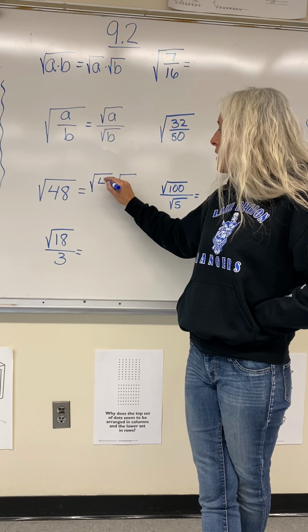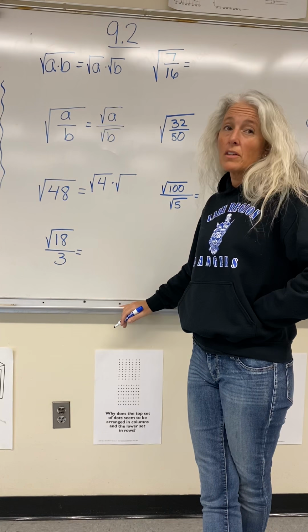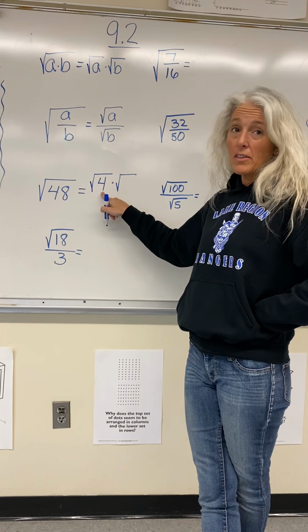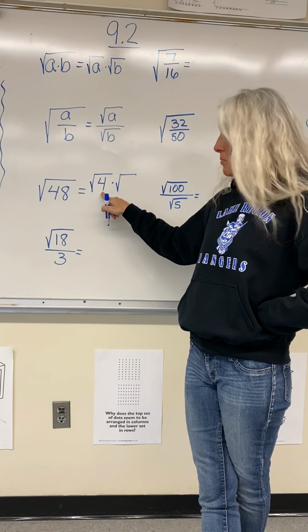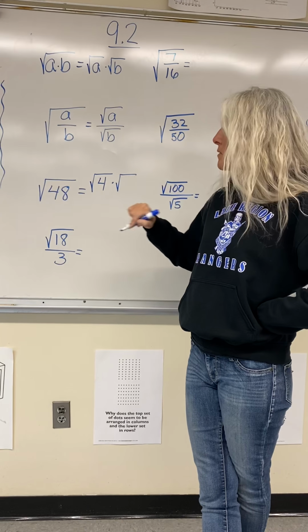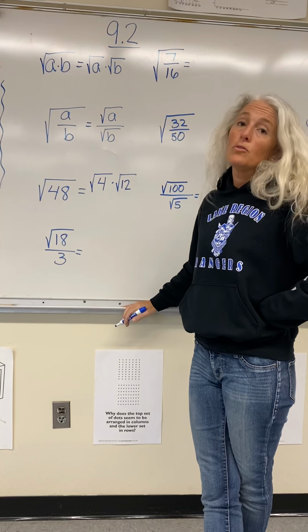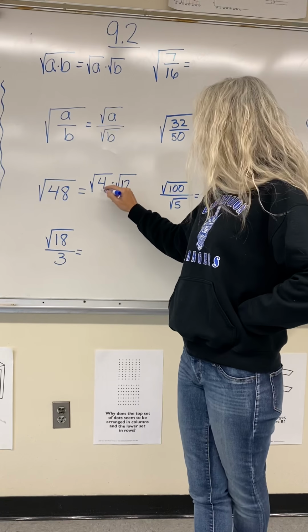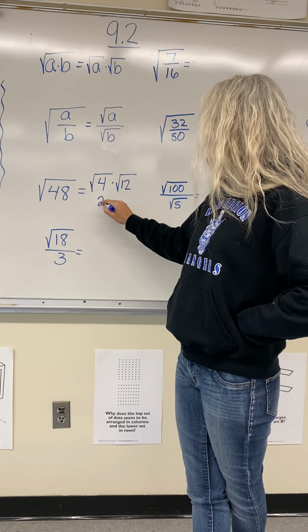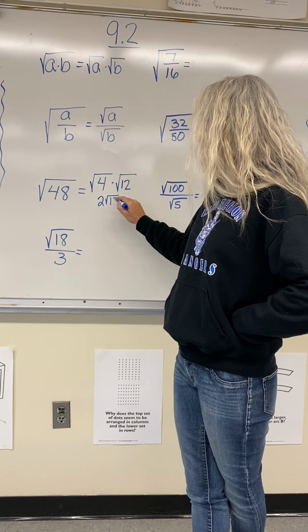Well, how about 4? 4 does go into 48, and I know 4 is a perfect square. The square root of 4 is 2, so that helps me a little bit. 4 times what gives me 48 now? It would be 12. So square root of 4 is 2, and I have the square root of 12.